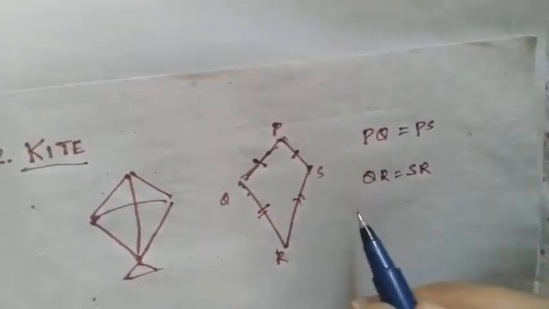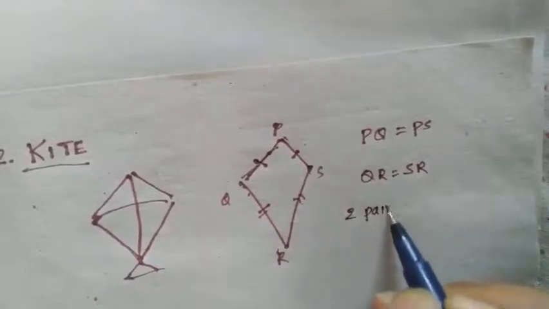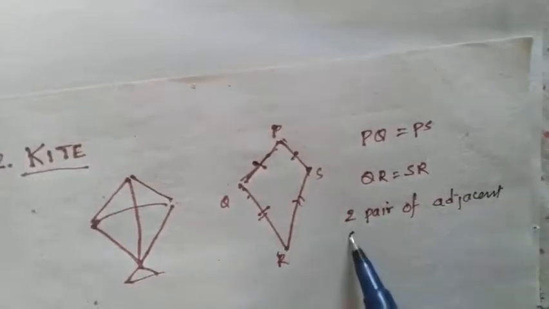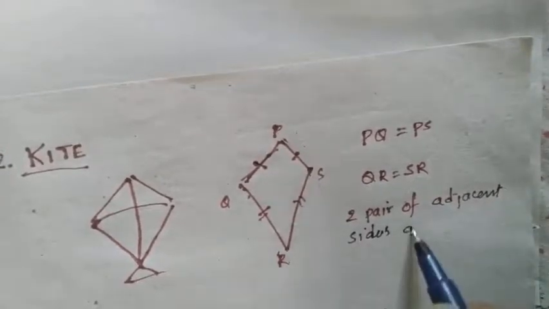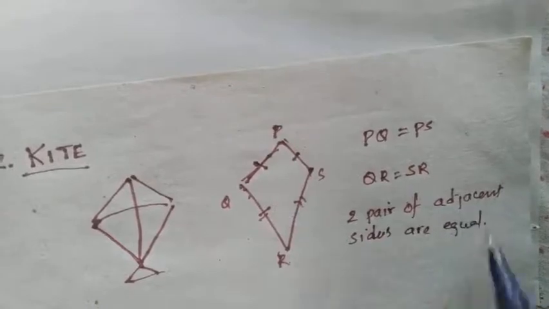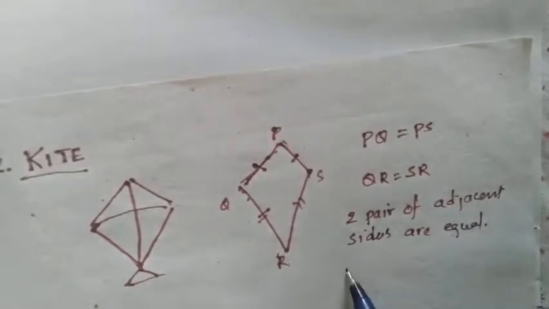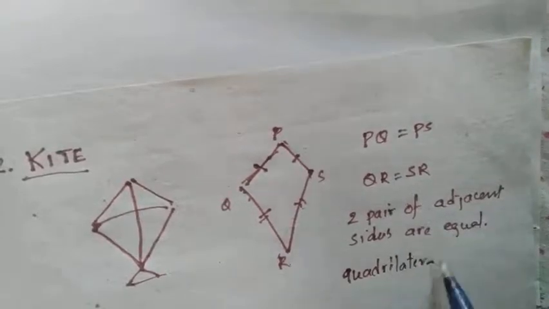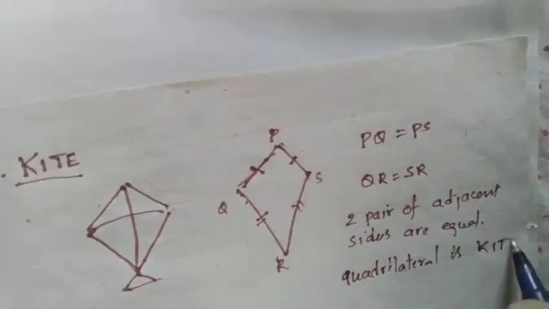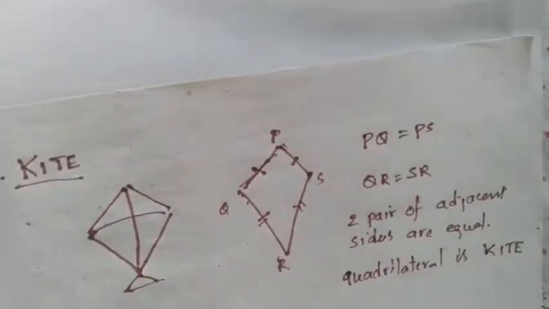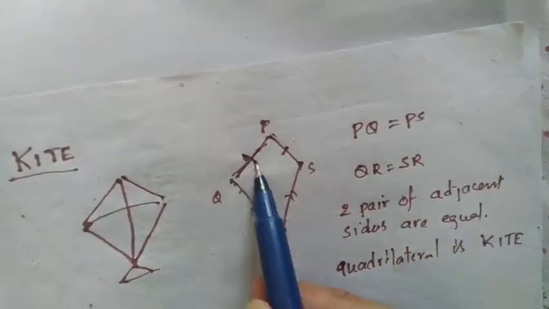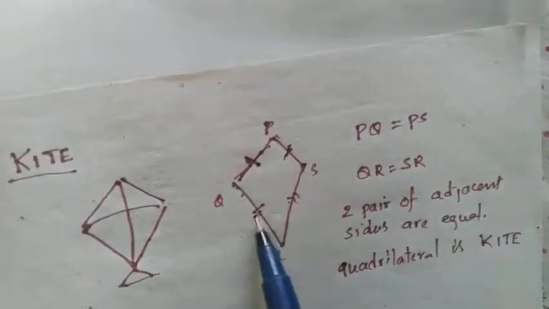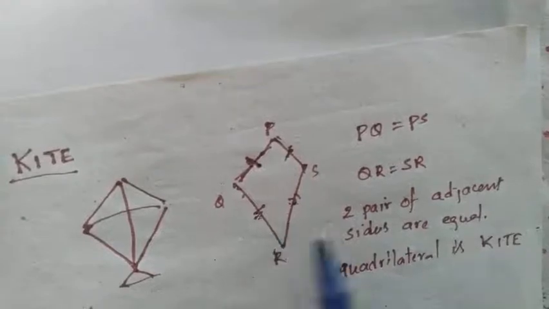So here what is happening? Two pair of adjacent sides are equal. Then such quadrilateral is called kite. Okay, hope you understood. Remember here, when you draw one line here and one line here, that means these two are equal in length. And if you are drawing 2 lines here and 2 lines here, these two are equal.